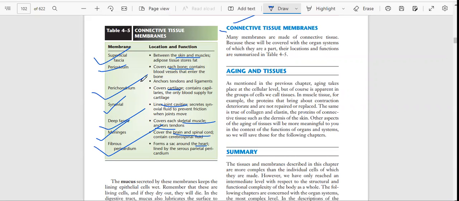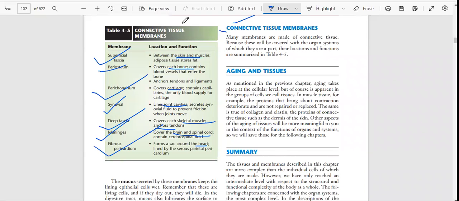Okay, so these are the five, six, seven, eight membranes which will cover the body parts wherever they are present. Okay, and they will release some mucus-like substance which will lubricate and help the organ for its easy function. Okay, so we have to remember these things.